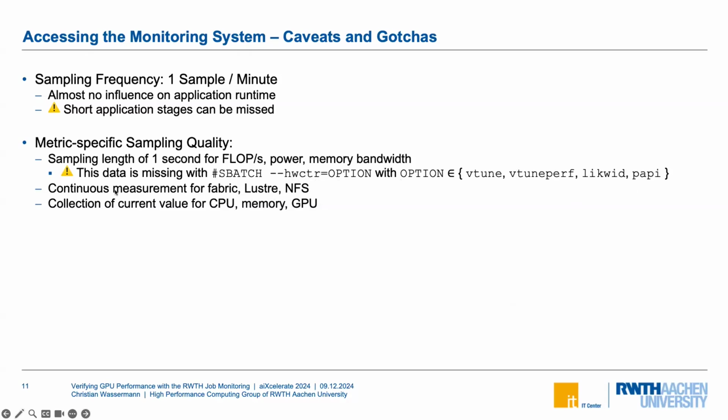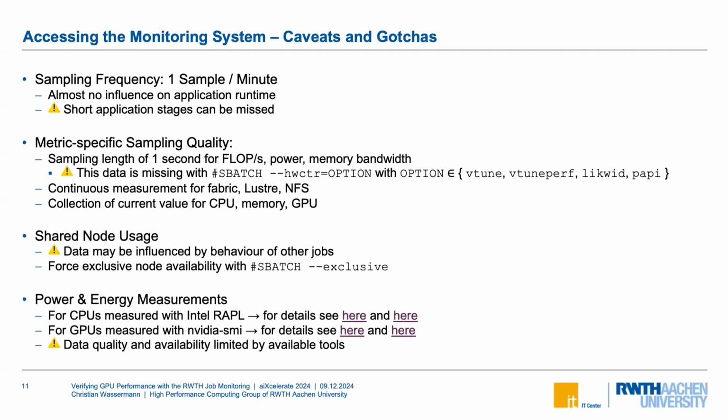For other metrics, we have continuous measurements, but only sample the current counter value. That's for fabric, so network communication, Lustre, so parallel I/O, which we will have a focus session on Wednesday, and NFS, so your standard file system, the home file system. For other metrics like the CPU usage, GPU usage, and memory, only the current value is recorded. So this is really also sampling. You don't get a continuous measurement.